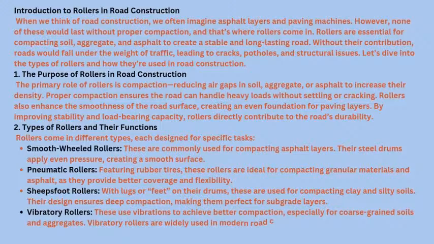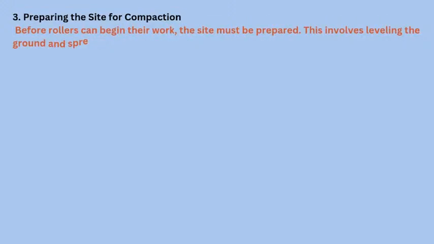Vibratory rollers are widely used in modern road construction for their efficiency. 3. Preparing the site for compaction. Before rollers, the site must be prepared. It involves leveling the ground and spreading materials like soil, aggregate, or asphalt in uniform layers. The thickness of these layers is carefully controlled, as improper layering can lead to uneven compaction. Site preparation ensures the roller's efforts are efficient and effective.